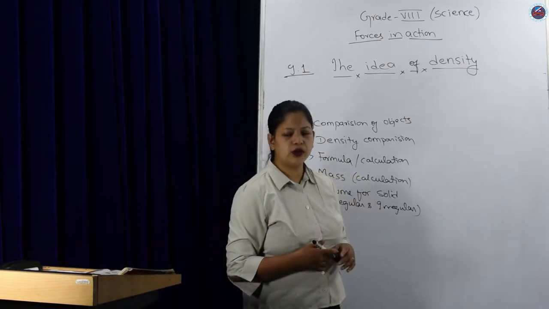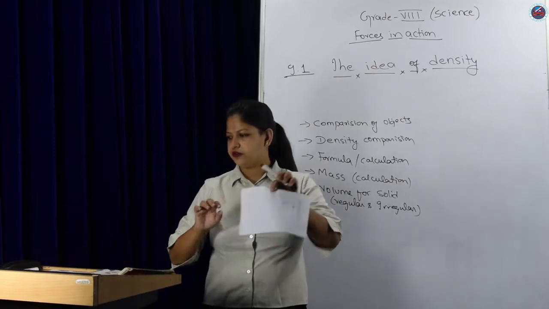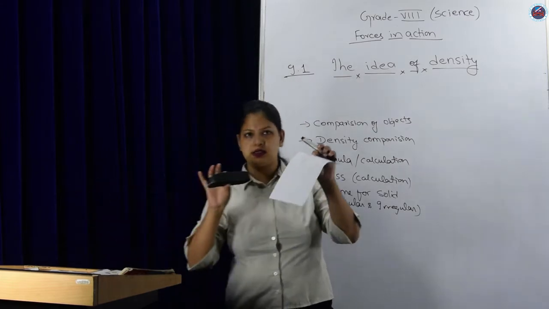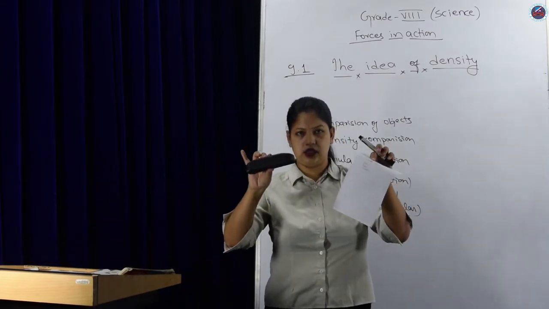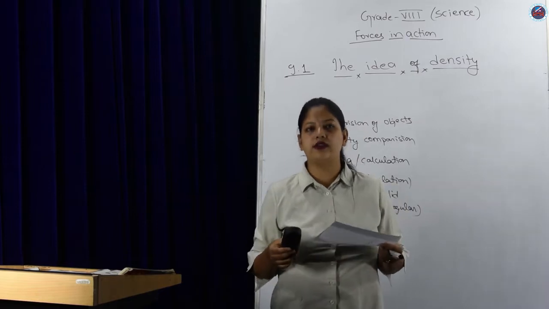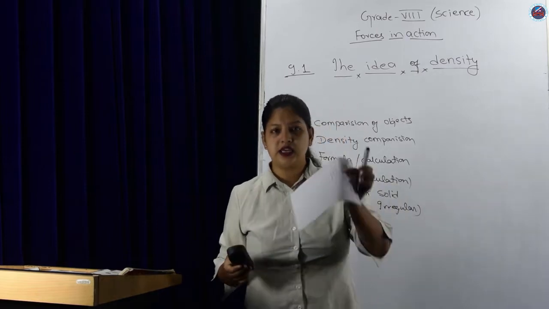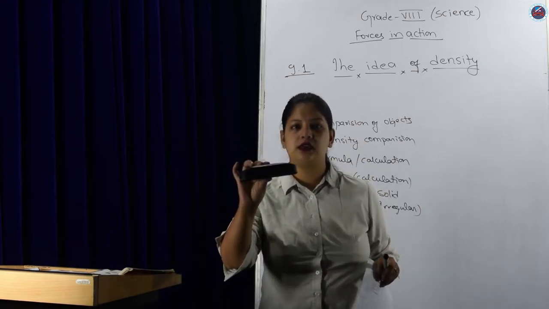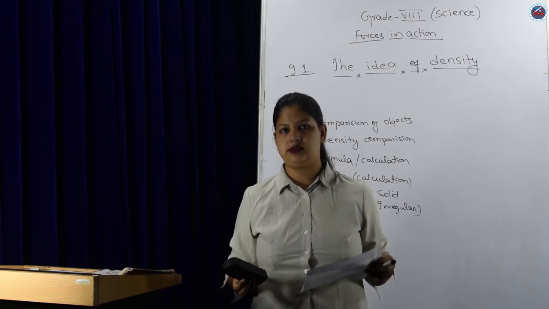Now whenever we talk about density, for example, this paper, if you see, it's very thin. And again, if you check this duster, it's a bit thicker. So by the thickness also you will come to identify whether the object has more density or not. If the object is thinner, it will have lesser density. If the object is thicker, it will have more density.